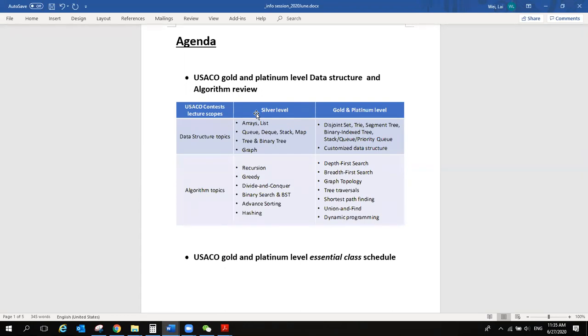And for people who are interested in the bronze and silver, actually, I didn't include it in today's session for focus. So you can go ahead and check with the center staff. We also have an essential class for bronze and silver. All right. Any other question?